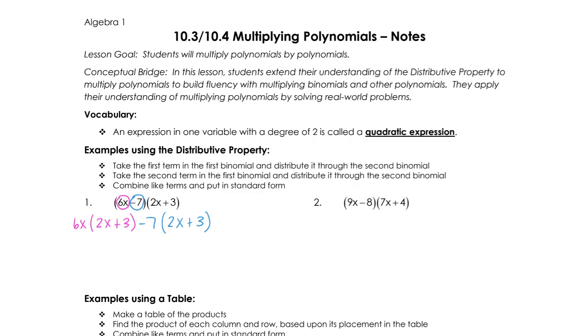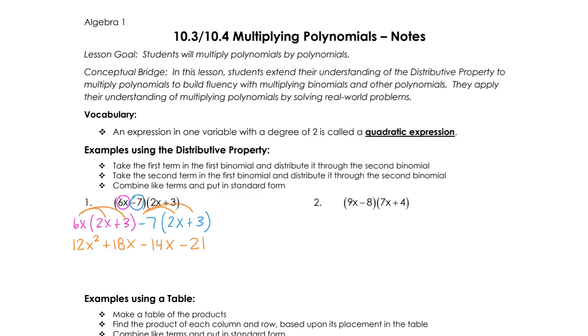So then I'm going to take 6x and distribute that to 2x and to 3. 6x times 2x would give me 12x squared, and then 6x times 3 would give me plus 18x. And then we have negative 7 times 2x would give me a negative 14x, and then negative 7 times 3 would give me negative 21. Then after this, we still have two things that we have to double check.